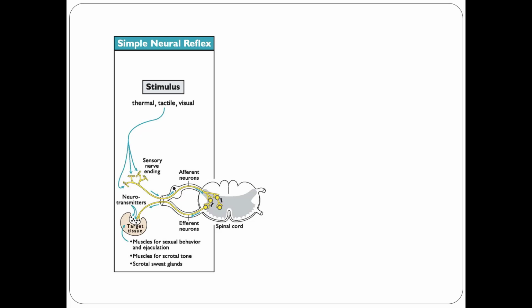And so these types of reflexes that we see in reproduction are like muscle stimulation for sexual behavior and ejaculation in the male. We also see the muscles that are associated with the scrotal tone, like we talked about in chapter 3, respond in this type of reflex, as well as the scrotal sweat glands.